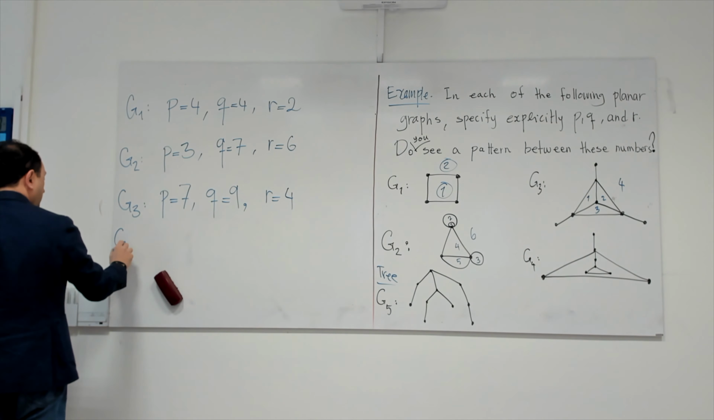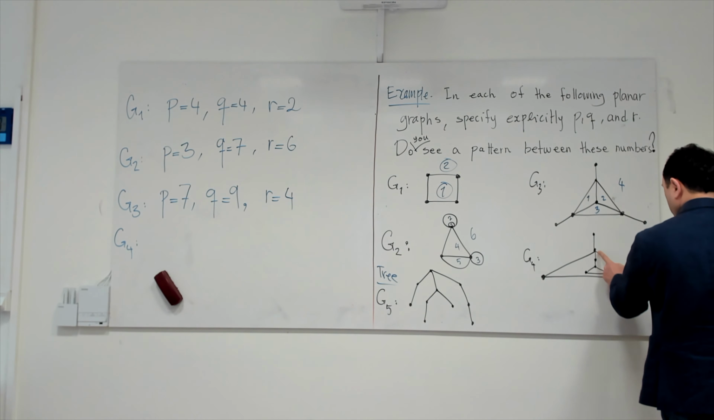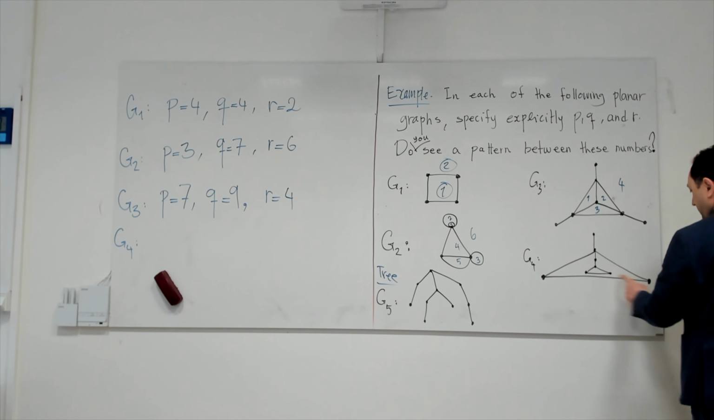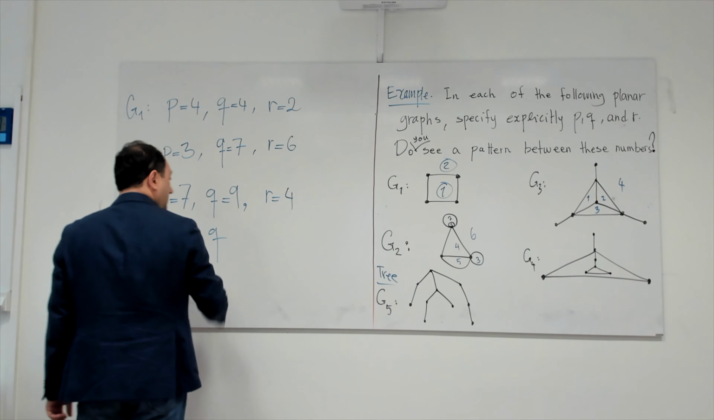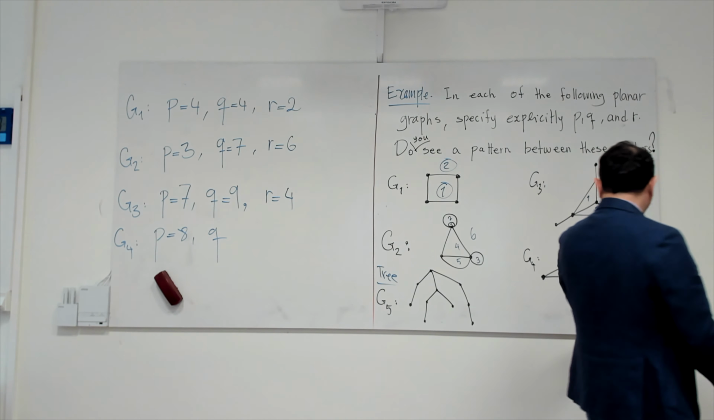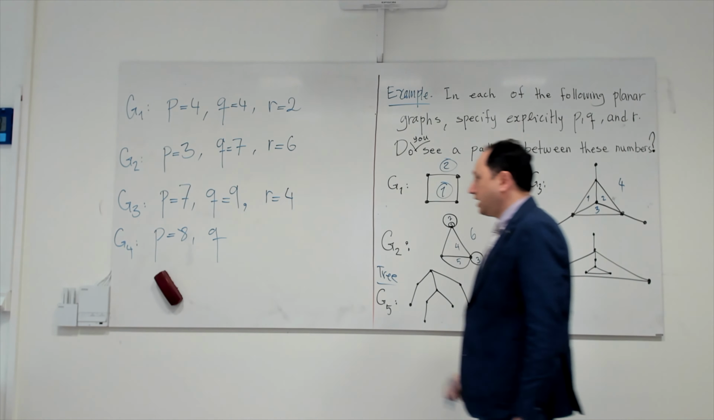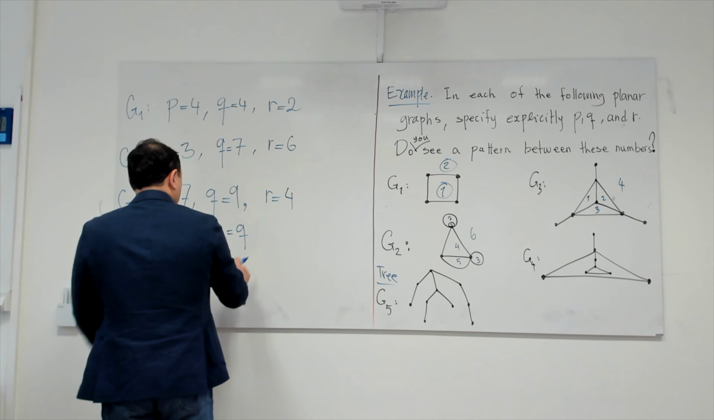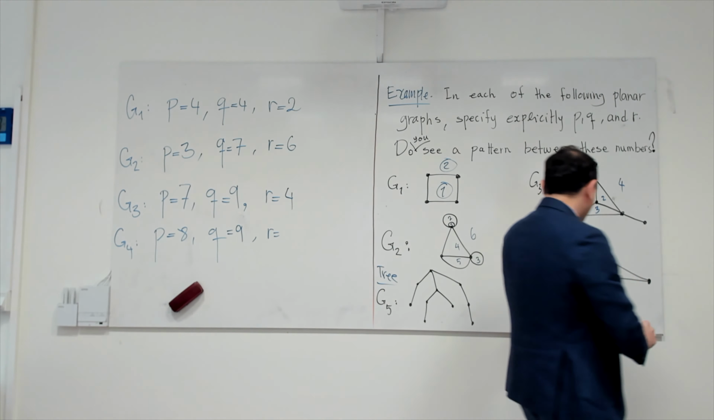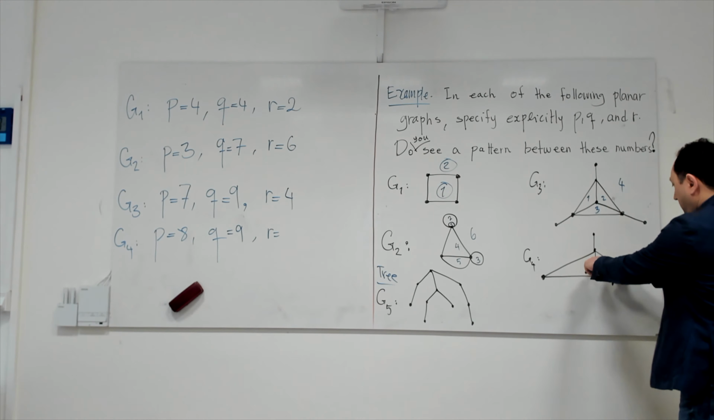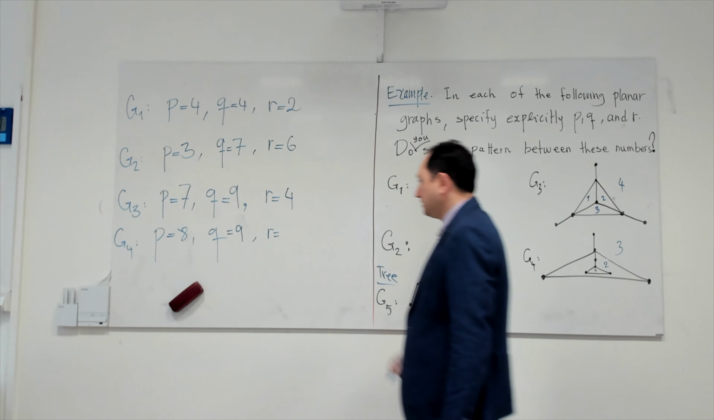And then G4. G4 is this one. So how many vertices? 1, 2, 3, 4, 5, 6, 7, 8. So I have 8 vertices here. And how many edges do I have? I have 1 big triangle, 1 small triangle, 6, 7, 8, 9. So Q is 9. And what is R? R is 1 inside this small triangle, 1 region, and then everything here is the second region, and everything outside is the third region. Yes?